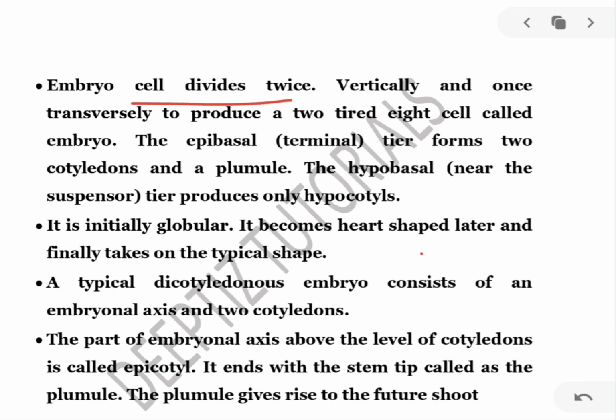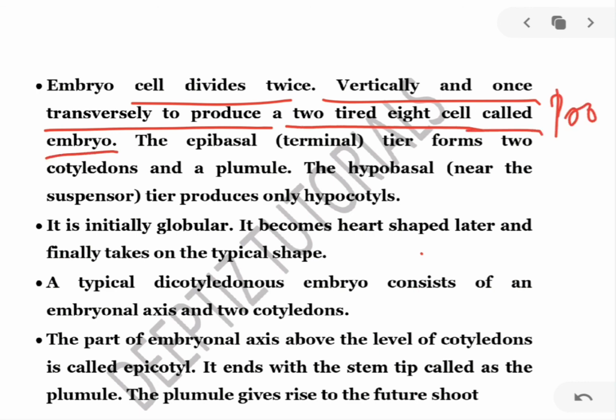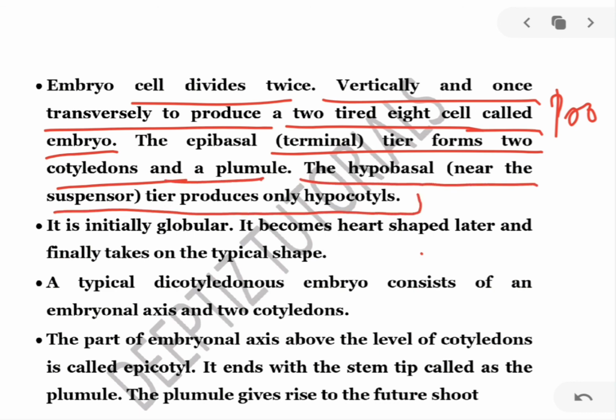Now embryo cells divide twice, vertically once, transversely once, to produce a two-tiered 8-celled embryo. We call it the proembryo, right? You can make your own notes also using the diagram. Now the terminal tier forms two cotyledons and plumule, and the hypobasal cell produces hypocotyl. This area you have to understand using the reference of our diagram, right? Epibasal and hypobasal, what we are talking about is this.